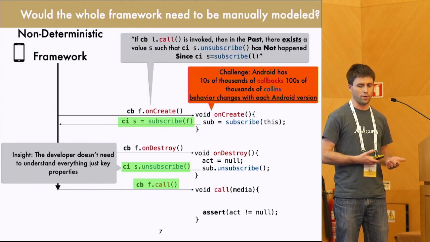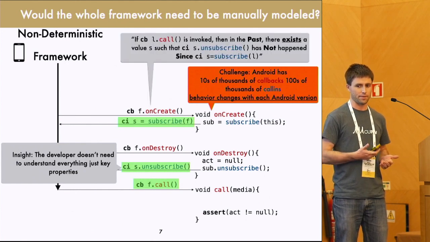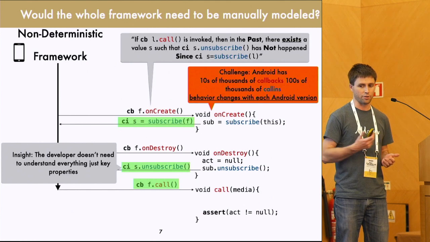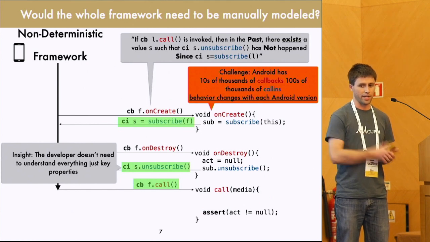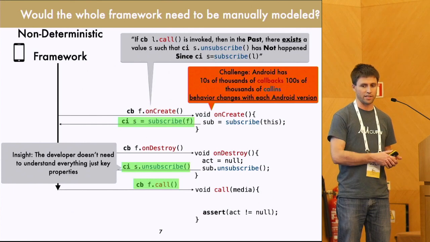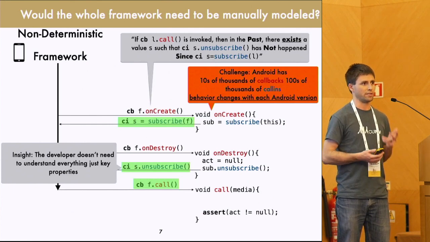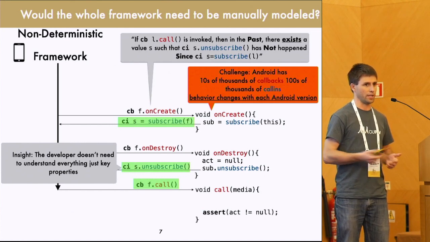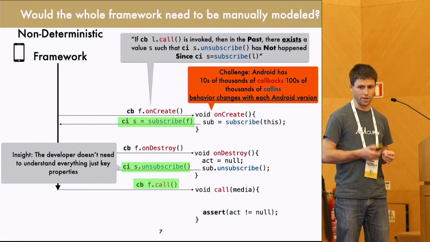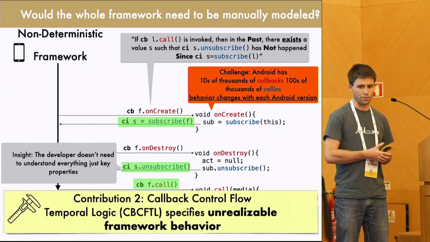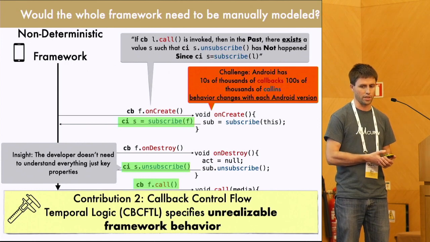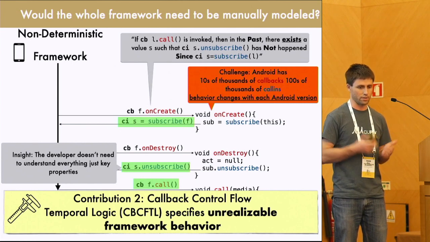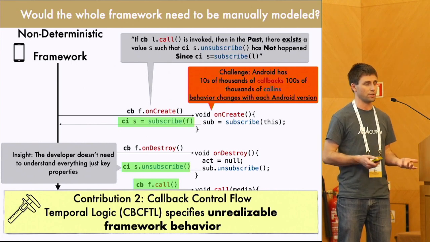The one property that we really care about here is that if L.call is invoked, this callback is invoked with some value L, then in the past there exists a S value representing this task such that unsubscribe has not happened since it was returned by subscribe. And that listener object was the same as the subscription object. And so this is our second contribution, a logic that expresses such things, callback control flow temporal logic, that specifies unrealizable framework behavior as needed.